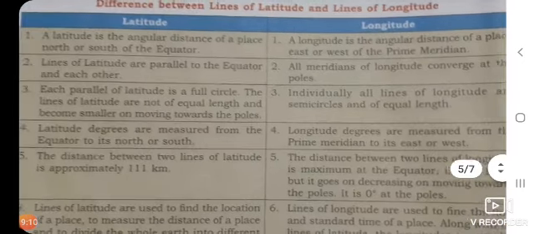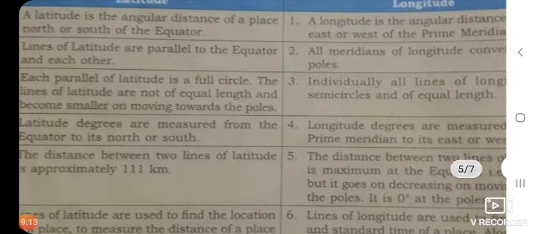See, these are the important differentiations between the lines of latitude and lines of longitude. Children, latitude is the angular distance of a place north or south of the equator, and longitude is the angular distance east or west of the prime meridian. Lines of latitude are parallel to the equator, whereas longitudes converge at the poles. Each parallel of latitude is a full circle, whereas longitude is a semicircle.